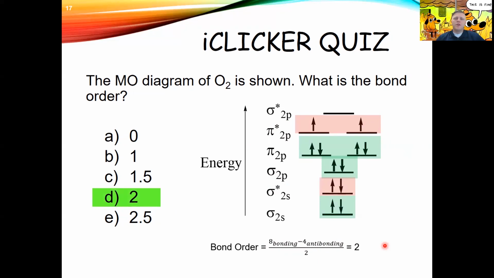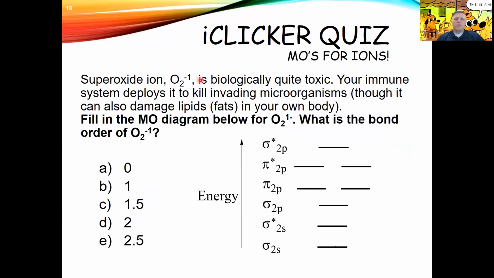So that's for O2. But now let's look at O2 minus. So O2 minus is what's known as superoxide, and it's deadly. Your immune system actually uses O2 minus to kill invading microorganisms, but it actually hurts the body by doing this. But in this practice, I want you to fill in the molecular orbital diagram for O2 minus, and then I want you to figure out the bond order for it. So go ahead and pause the video now if you need to and figure this out.